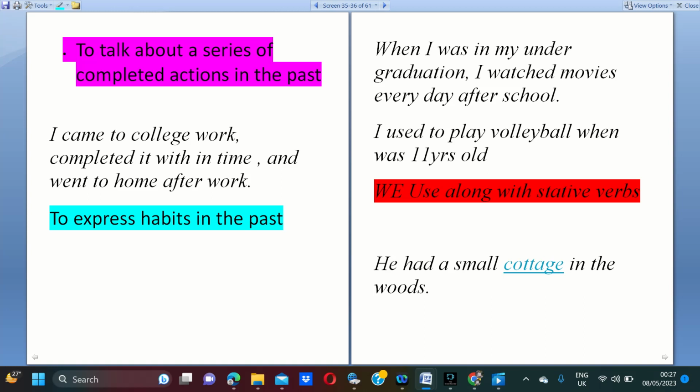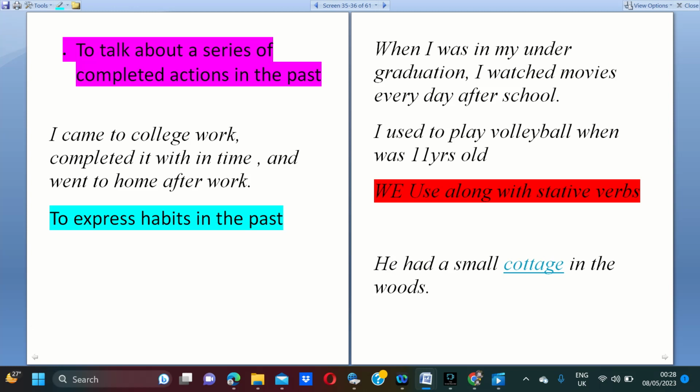Next, to talk about a series of completed actions. I came to college is one action, completed within time, and went home after work. These are three actions here. To talk about a series of completed actions also, we can use simple past. We use it to express habits in the past. When I was in my undergraduation, I watched movies. It is also one habit. I used to play volleyball when I was 7 years old.